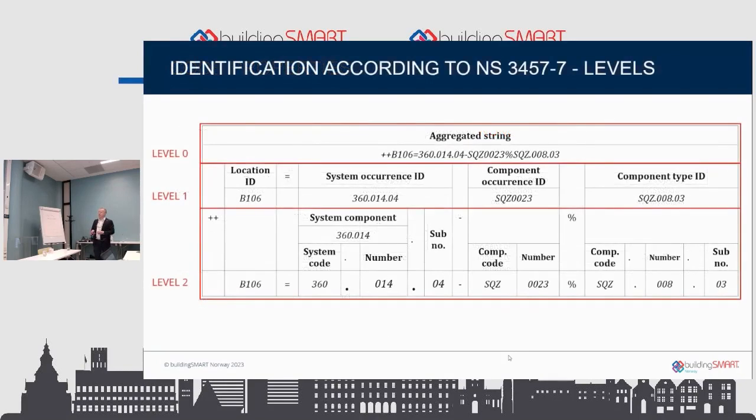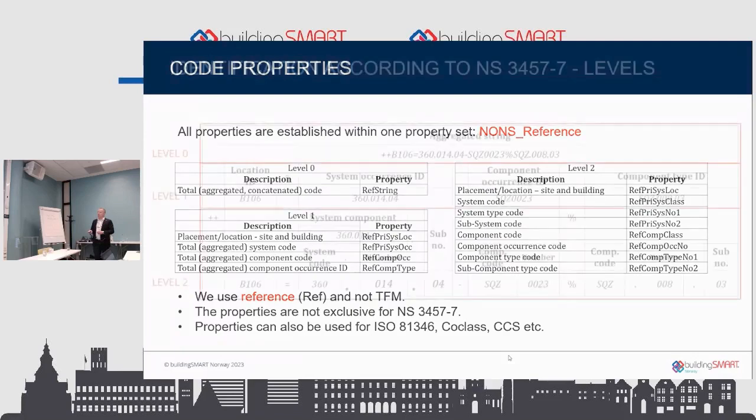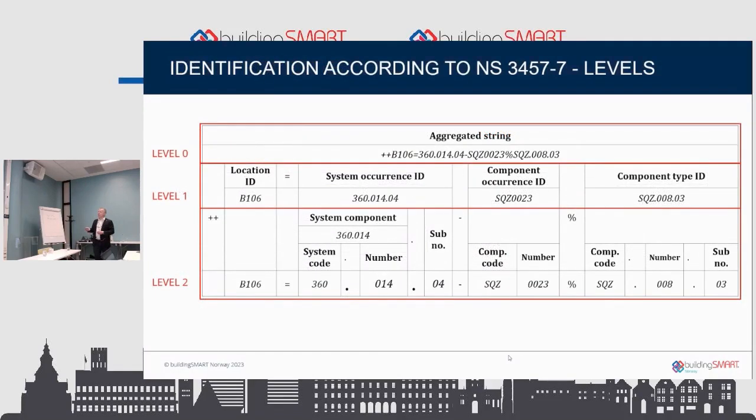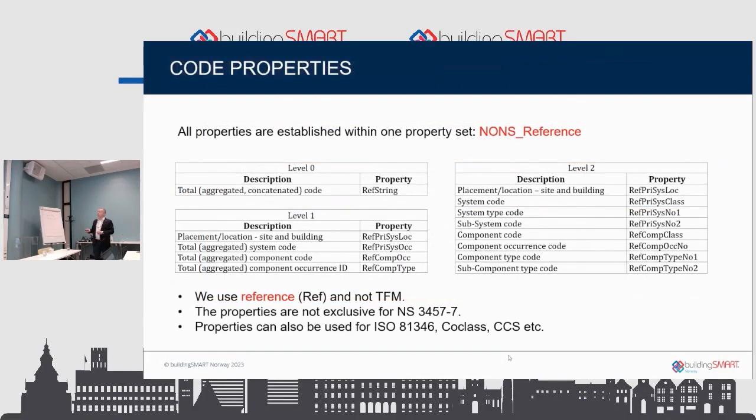What you have seen here is that we made standardized properties for these. On level 0, it's just called ref string. Then you have the 4 levels: location, system, occurrence, and type. And then you have all the different separate data fields, called reference. It uses the same methodology that we advised in regulated part 1, NONS, Norwegian standard, and we call it reference.